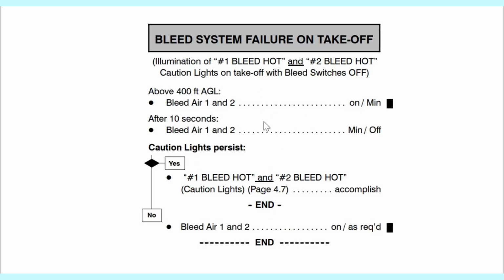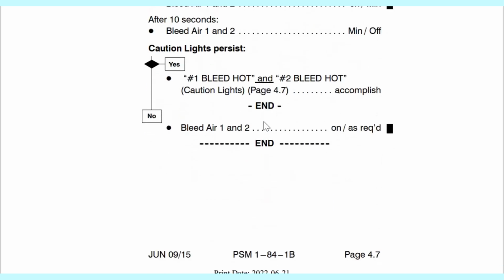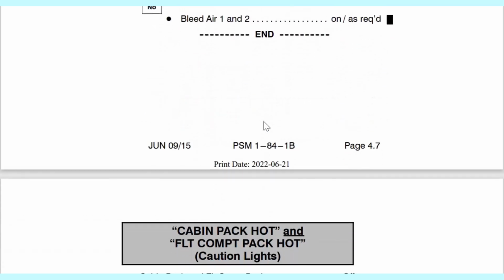So my job right now is just to prepare your mind, how slowly, in a calm, collective manner, we can go through each item whenever we are faced with such items or such failures. Proceeding here, again we've got an "and" and an "or" situation. Cabin pack hot and flight compartment pack hot. If both of them are there, the checklist is telling you to descend.